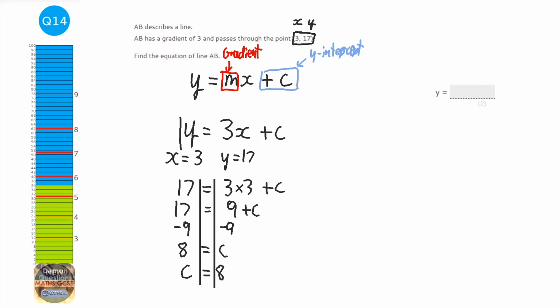So looking back at this formula we had earlier, we had m but we didn't have c. Well, we now have c, which is 8. So it's y equals 3x plus 8. And you can check that by putting in the values of 3 as x and seeing whether you get 17. 3 times 3 is 9. 9 plus 8 is 17.